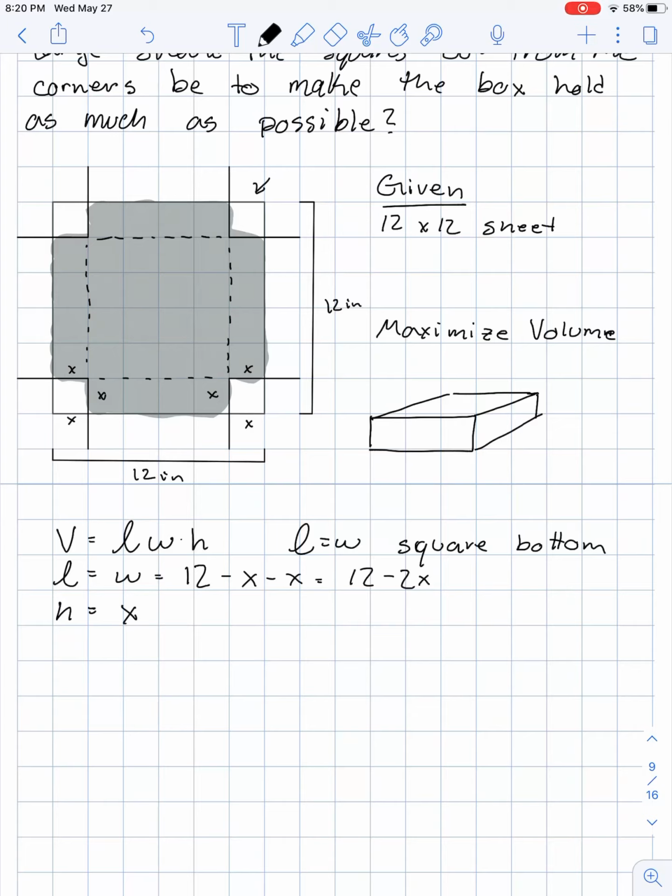So that's kind of what our box is going to look like, but we're not going to have a top. So this is going to be X tall and 12 minus 2X wide and long, since it's square.